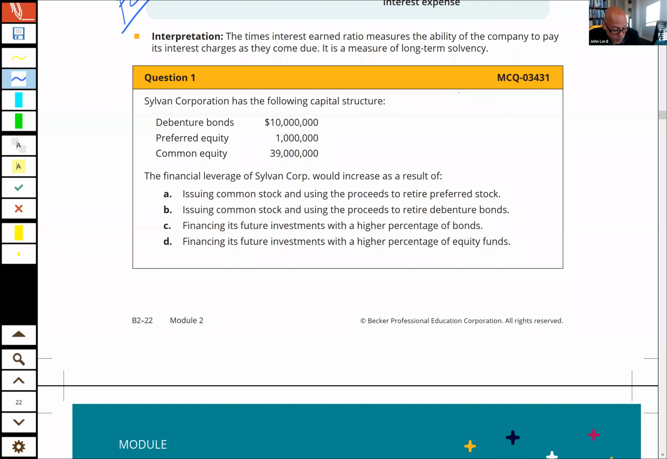Okay. So what happens? Financial leverage would increase as a result of issuing common stock and using the proceeds to retire preferred stock.